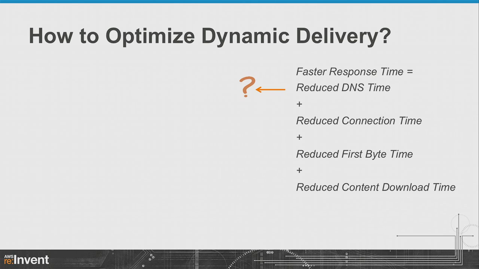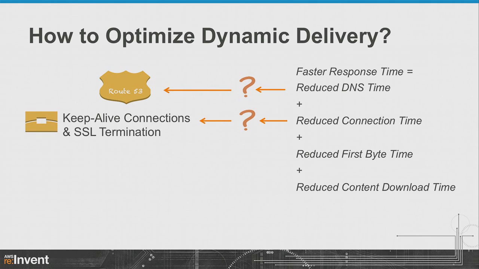So how do I do that? Reducing DNS time is super easy. You can do it with Amazon Route 53, and we'll talk about it. Reduce connection time: this is the handshake that has to happen. How do you reduce that? You can do that with CloudFront Keep-Alive connections and SSL termination if you have SSL content.